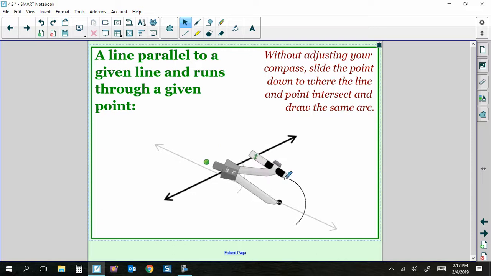As I stated in yesterday's lesson, you always want to go a little longer with this arc because you don't quite know where the other side is going to go for your angle. So make sure you go a little bit longer than the original one you drew. But what's important is that your compass stayed the same size in steps 2 and 3.